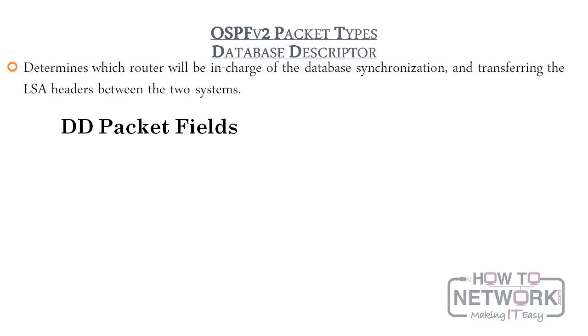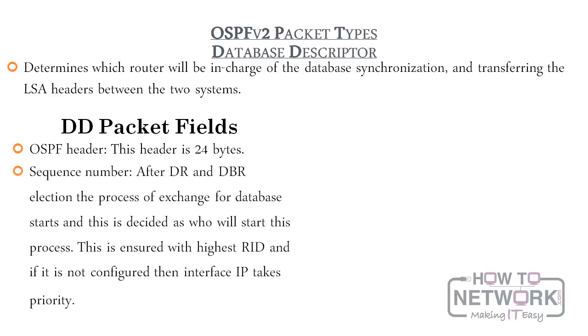Now let's talk a little bit about the details of the DD packet fields. First, we have the OSPF header. This header is composed of 24 bytes. And then we have the sequence number. This is ensured by the highest RID, and if it is not configured, then an interface IP takes priority. This field ensures that the full sequence of DD, or database descriptor, packets is received in the database synchronization process. This sequence number is set by the master.